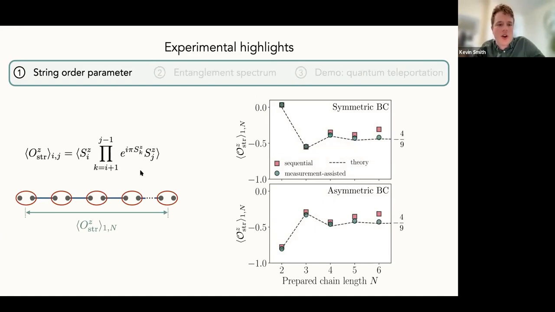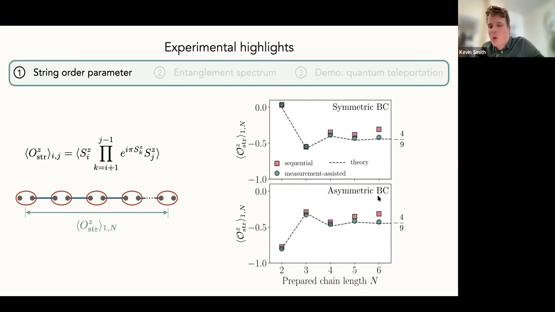Okay, so starting with the string order parameter, again, defined on the left-hand side here. What I'm showing on the right-hand side is the string order measured edge to edge for chains of varying chain length, from length 2 chains all the way up to length 6. And there are 2 different plots here because we're splitting into different boundary conditions. The reason for this is, in the thermodynamic limit, you expect the string order to go to -4/9. However, there are finite size effects, and these finite size effects impact different boundary conditions differently. So there are 2 different classes that we post-select on here: symmetric boundary conditions and asymmetric boundary conditions.